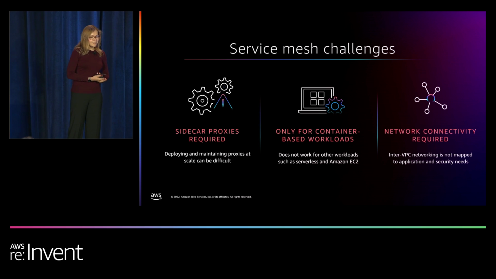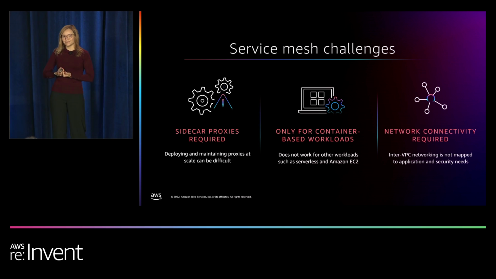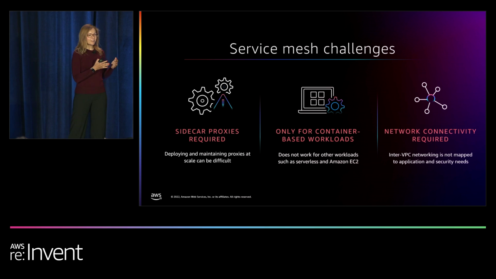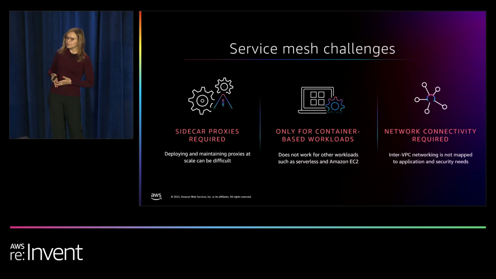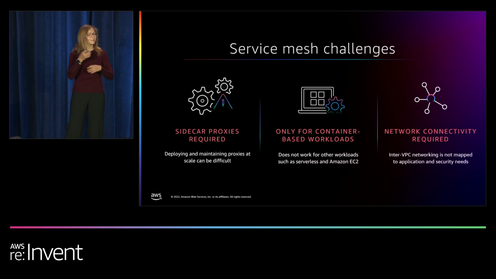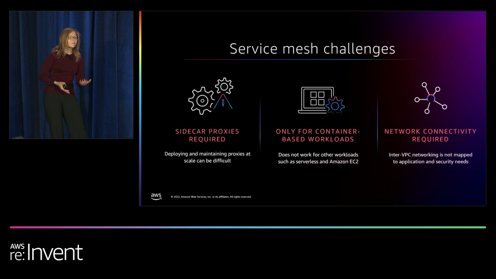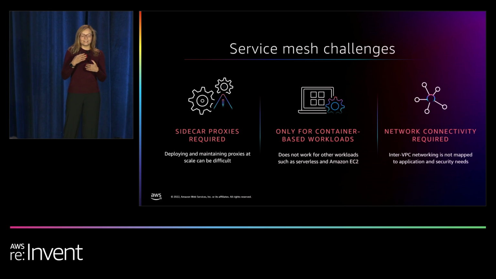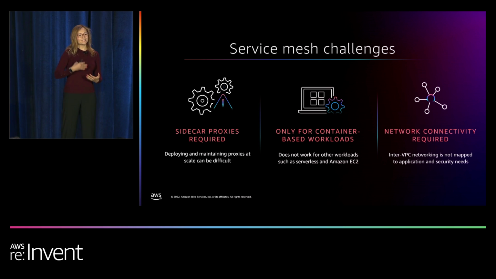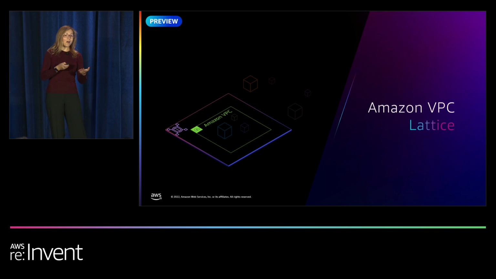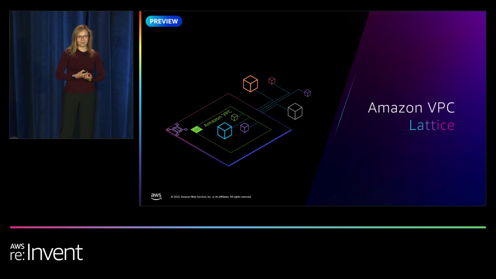And last but not least, network connectivity is still required. So you still need the network folks to come in and say, okay, we're going to do VPC peering here, and we're going to put transit gateway here, and you need to configure the route tables and all of that. And it's not easy, right? It's a complexity that we wanted to take out from the space.